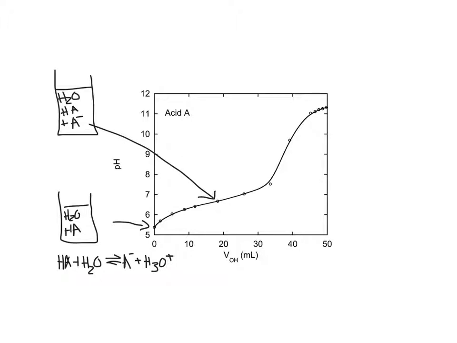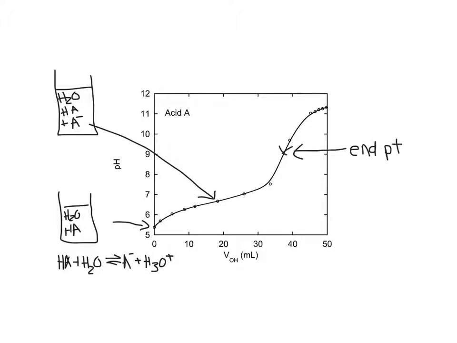And we can see that if we get to the endpoint and we don't have any HA left to dissociate, all the OH- that I add to that beaker now will increase the pH of our solution because there's no HA left to dissociate to form more H3O+. And so we get a big jump in the pH when we get to the equivalence point. So the middle of this jump is the end point or the equivalence point of our titration.